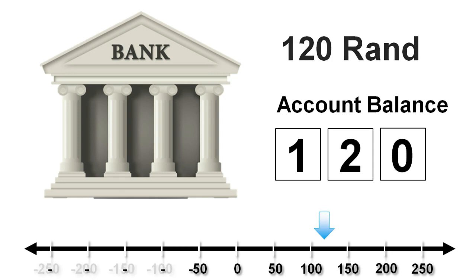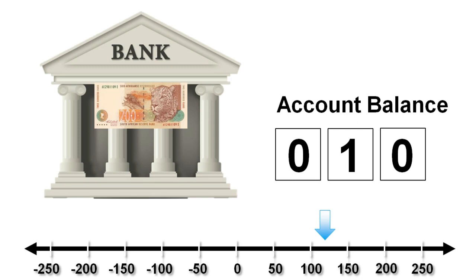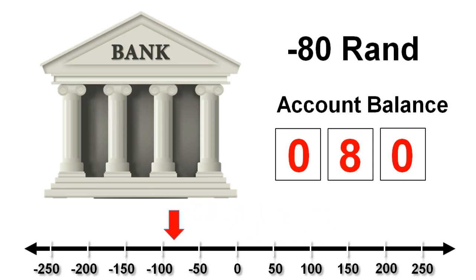Now 200 Rand is withdrawn, so the account balance reduces by 200. This is only possible if the bank lends us some money, in this case 80 Rand.